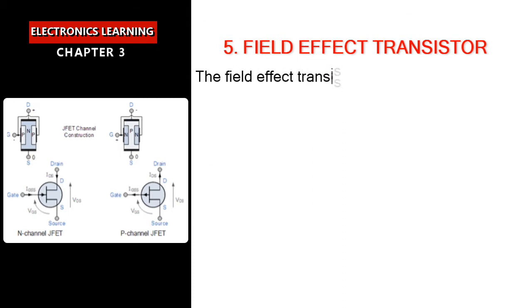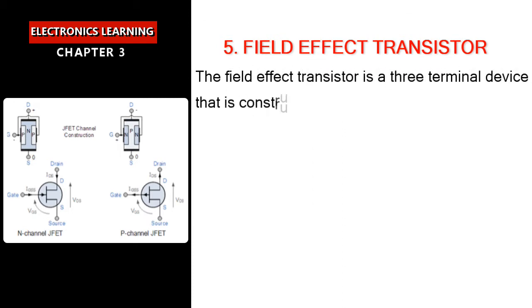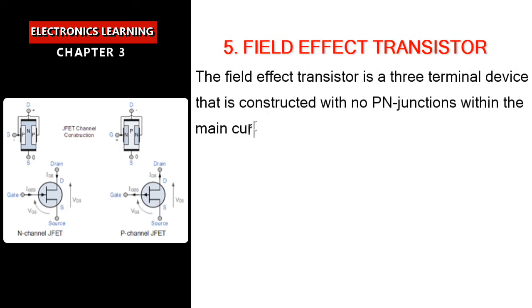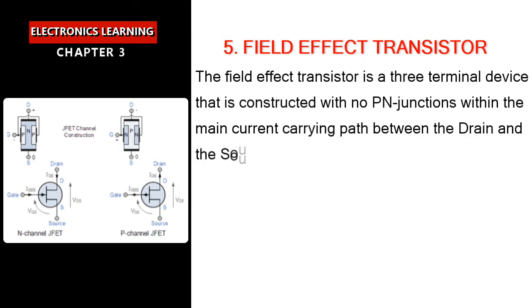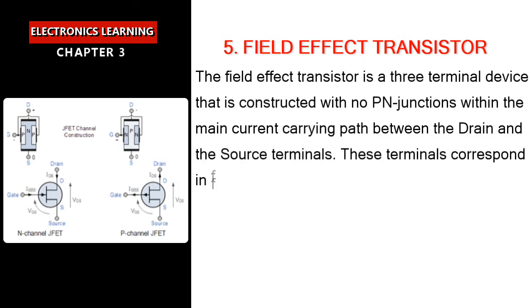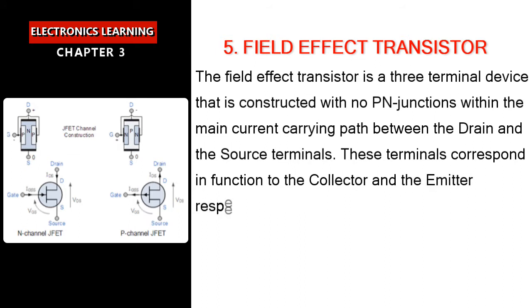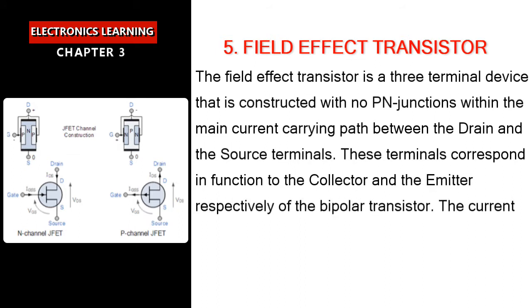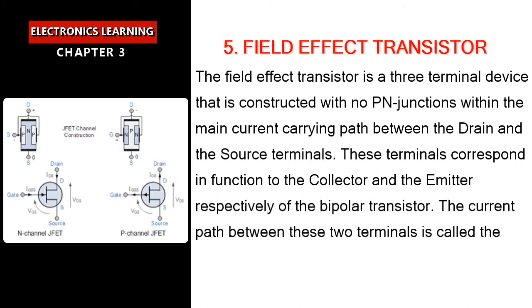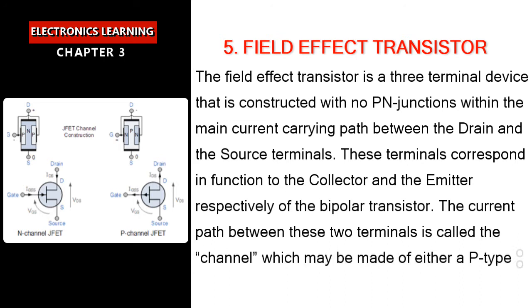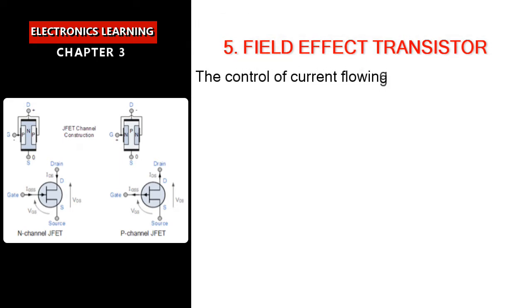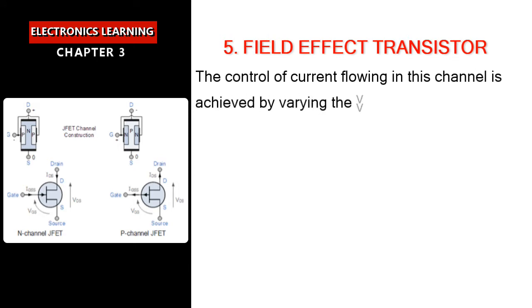The field effect transistor is a three-terminal device that is constructed with no PN junctions within the main current-carrying path between the drain and the source terminals. These terminals correspond in function to the collector and the emitter respectively of the bipolar transistor. The current path between these two terminals is called the channel, which may be made of either a P-type or an N-type semiconductor material. The control of current flowing in this channel is achieved by varying the voltage applied to the gate.